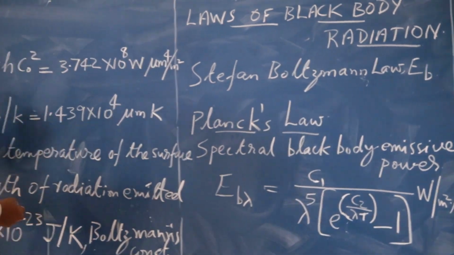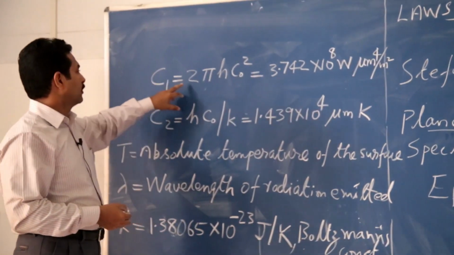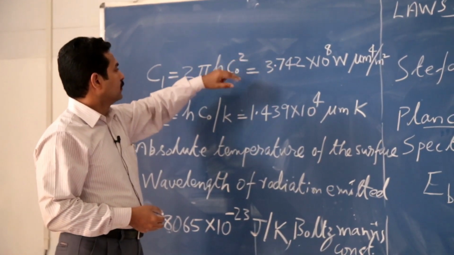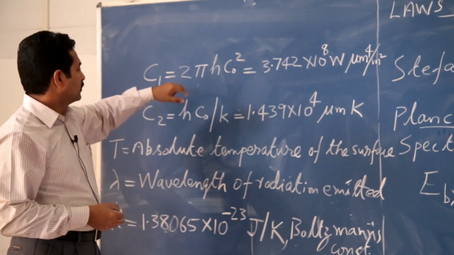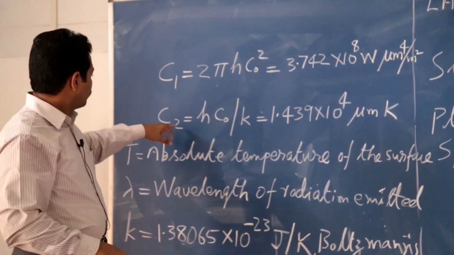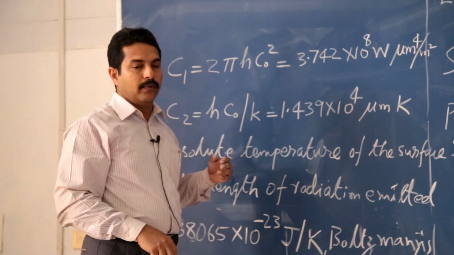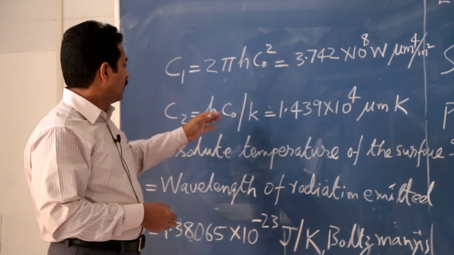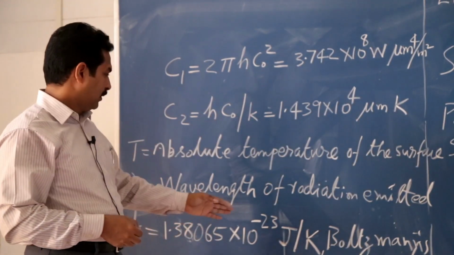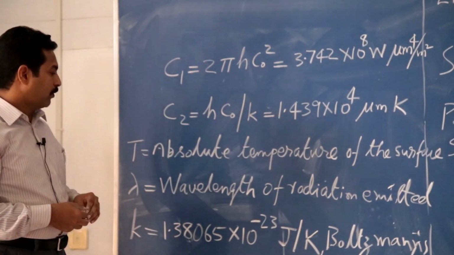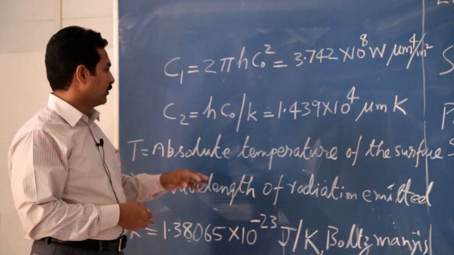So what is the value of C1? C1 is nothing but 2 pi h C0 square. C0 you already know, and h is Planck's constant. Then C2 is h C0 over K, where C0 is the velocity of light in vacuum, and K is the Boltzmann constant, 1.38065 into 10 to the power of minus 23 joule per Kelvin.